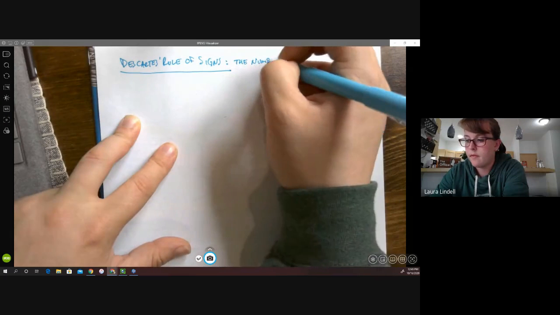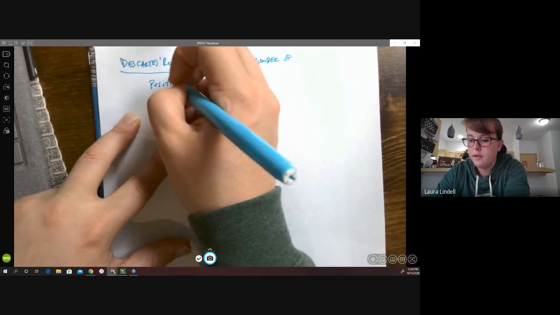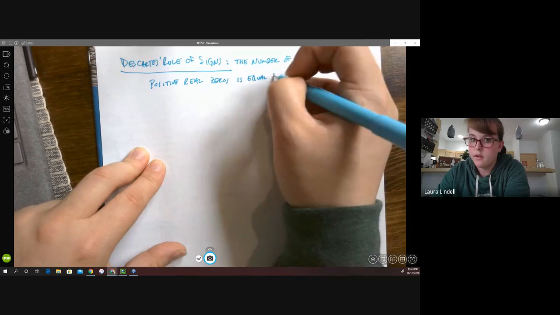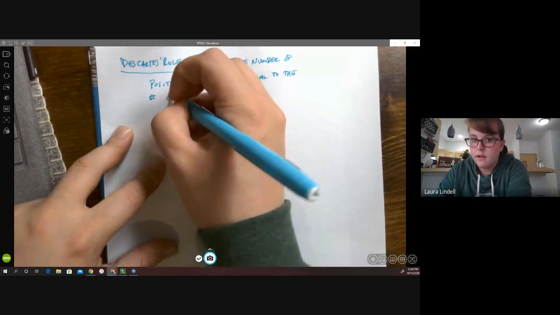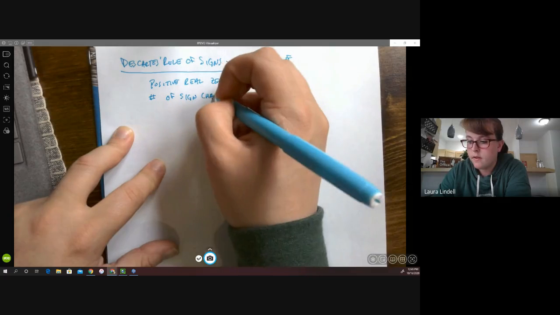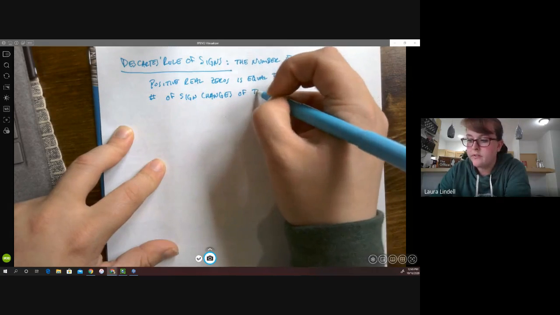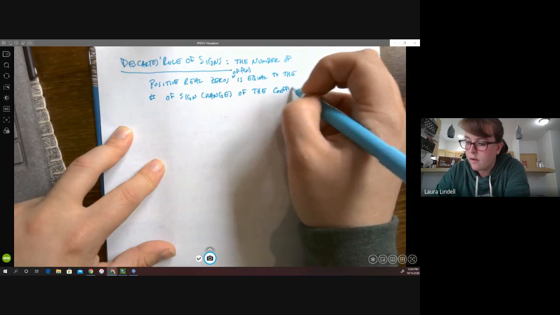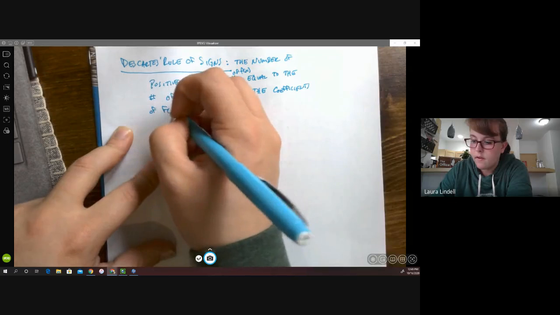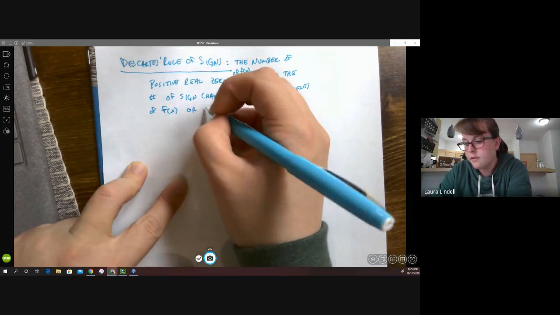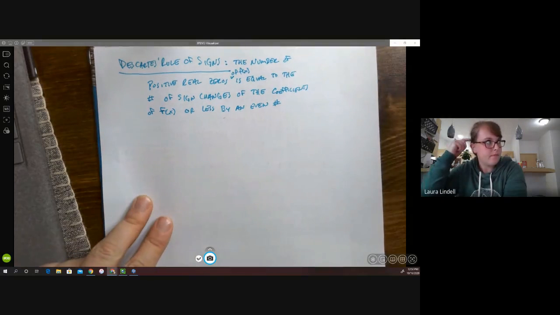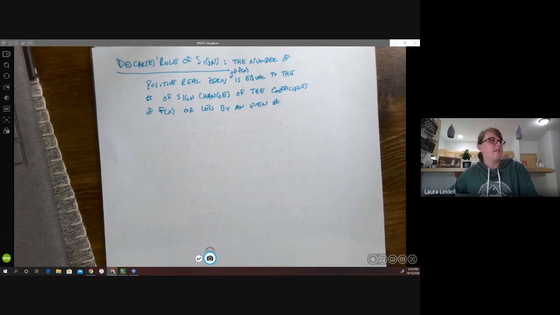The number of positive real zeros is equal to the number of sign changes of the coefficients of f of x, or less by an even number. So the number of positive real zeros of f of x is equal to the number of sign changes of the coefficients of f of x or less by an even number.